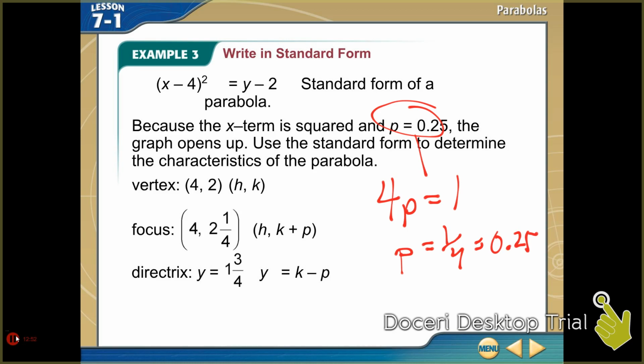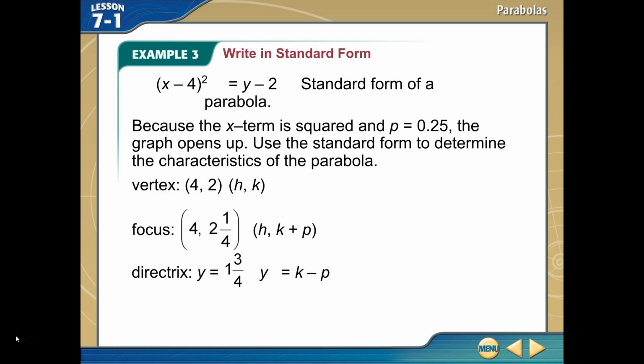Well, now that I have it in this form, I can see I have my h and k values, which are going to give me my center point, and then with the p value, I can figure out the directrix and the focus.